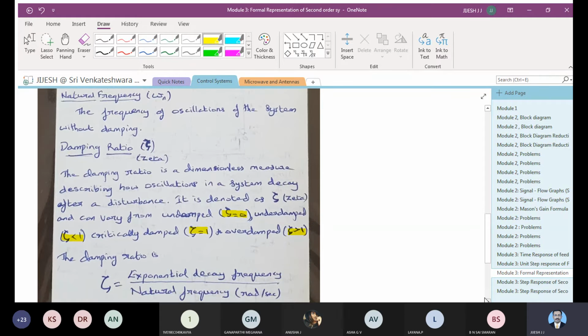The equation for zeta, or the damping ratio, is the exponential decay frequency divided by natural frequency, which is in radians per second. So you can note down these things for damping ratio. This is all theory concepts. We can understand it.